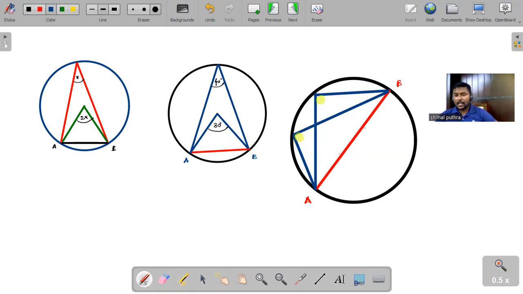If this AB, that means the chord, is a diameter of the circle, definitely this one should be 90. So this also should be 90. This is another theorem. If this is 90, this one also should be 90. But the reason is that this AB is a diameter. Okay, please copy these things.